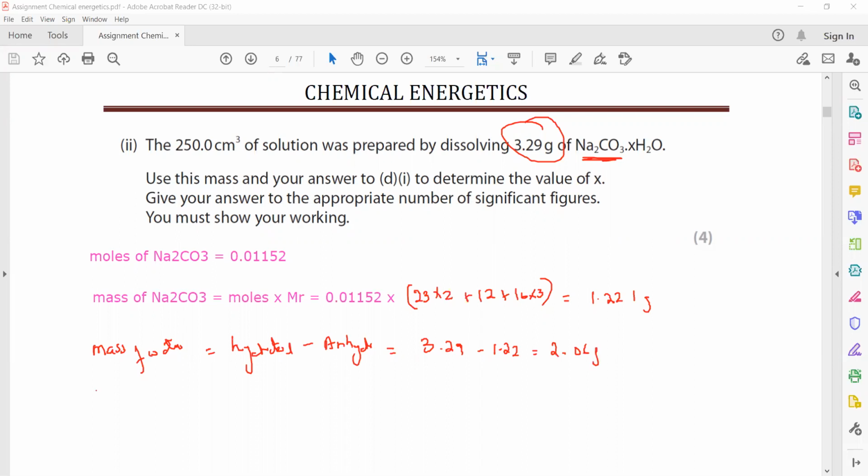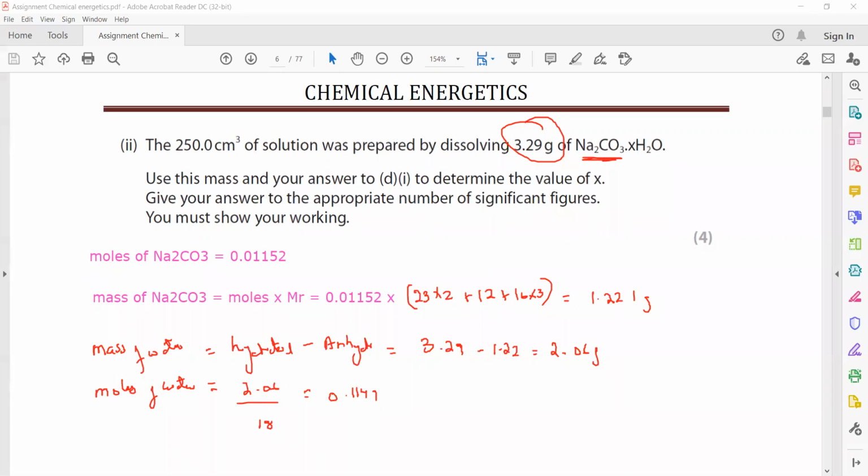Then moles of the water. Moles equal mass in gram over molar mass, so 2.06 divided by molar mass of water. Hydrogen is 1 multiplied by 2 plus oxygen is 16, so the molar mass is 18. This will be 0.1149.